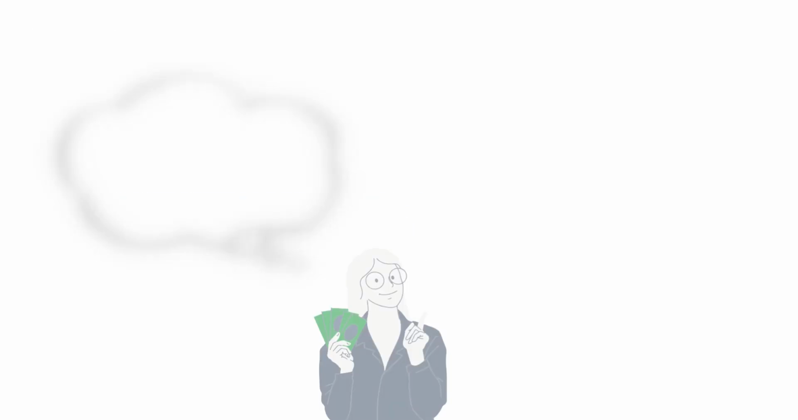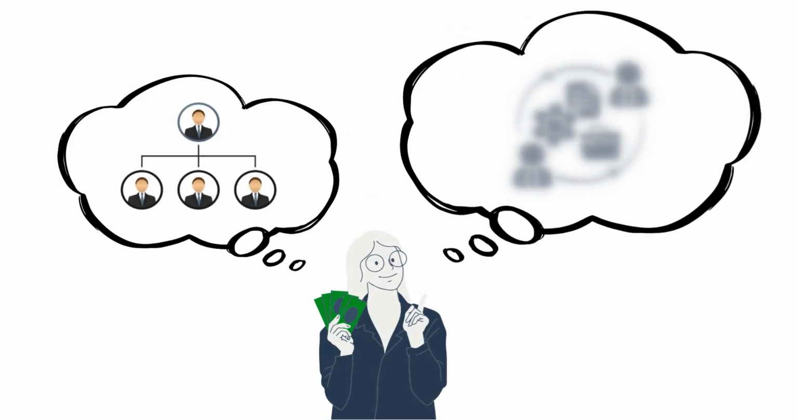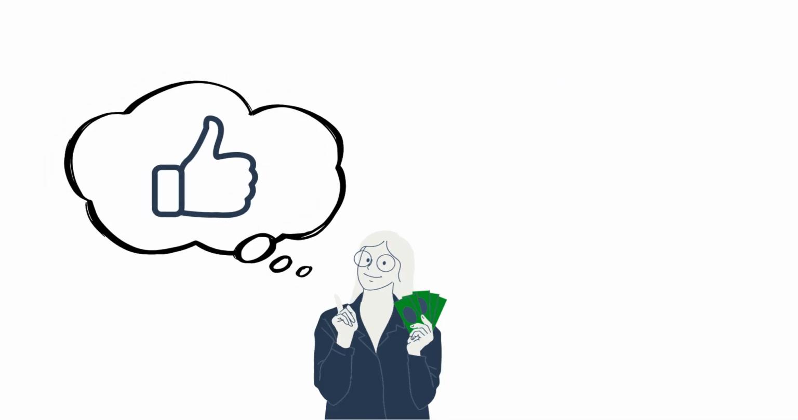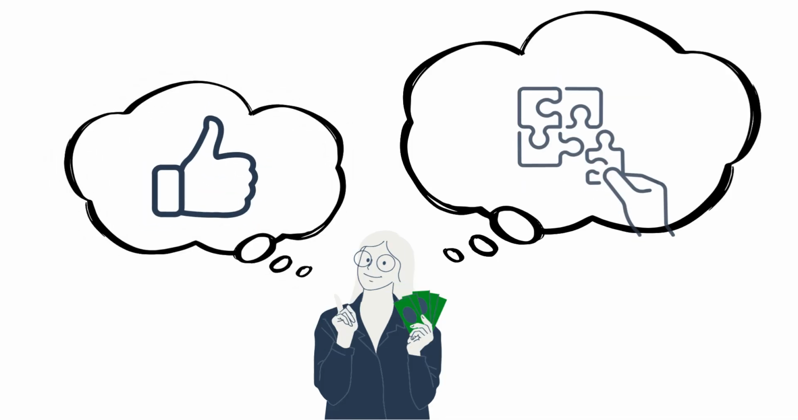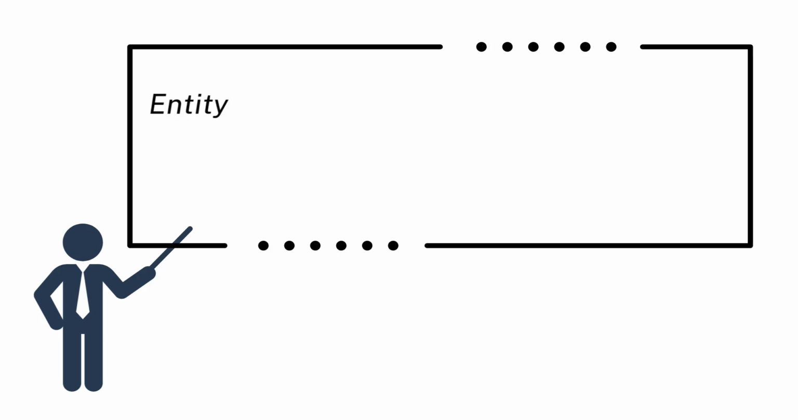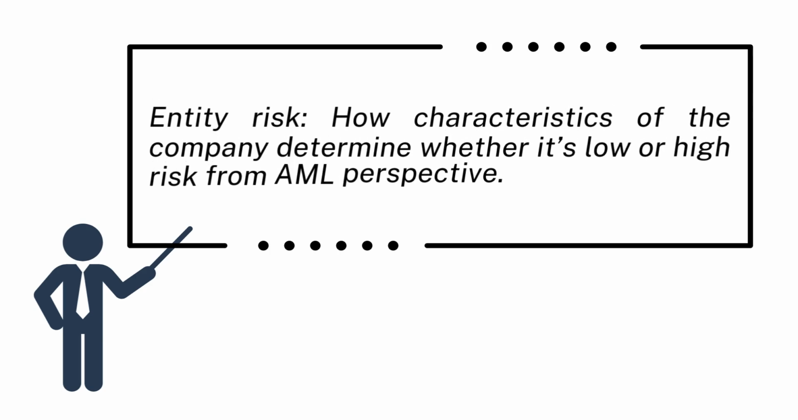Every company has a structure, its legal DNA. Some are open books. Others are puzzles built to hide the real players. In this lesson, we'll talk about entity risk, the characteristics of a company that tell you how transparent or how secretive it really is, and what makes an entity higher or lower risk from an AML perspective.